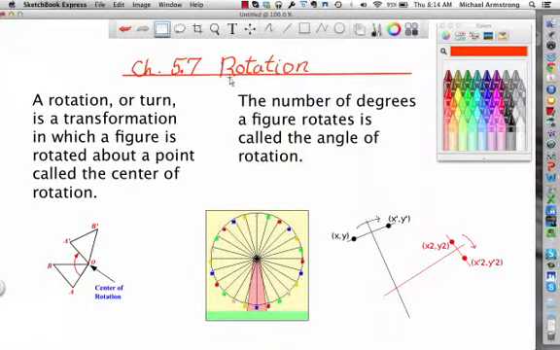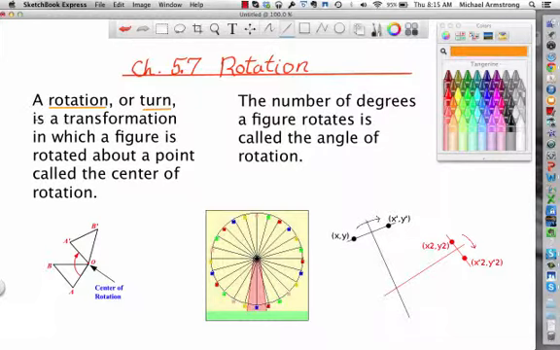Okay, chapter 5.7 is about rotation. And again, it's not a super difficult topic as long as you like graphing. And I hope you do, because graphing is fun. A rotation is the same thing as a turn.